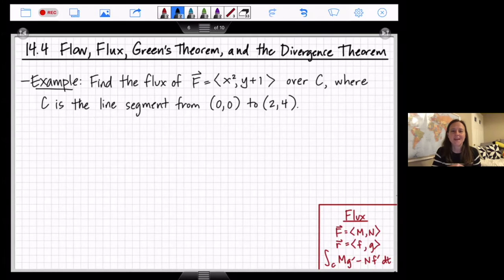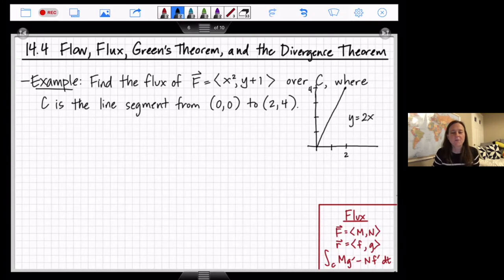One more example, so we get the hang of calculating flux of a vector field. So we've got the vector field x squared comma y plus 1 over the curve C, which is the line segment from 0, 0 to 2, 4. All right, so let's just draw a quick graph of this line segment. So we're going to go from 0, 0 at the origin to 2, 4. So 1, 2, 3, 4. And we'll draw that line segment. All right, and that's just a line that has a y-intercept of 0, and it looks like a slope of 2. So we're going to say y equals 2x.